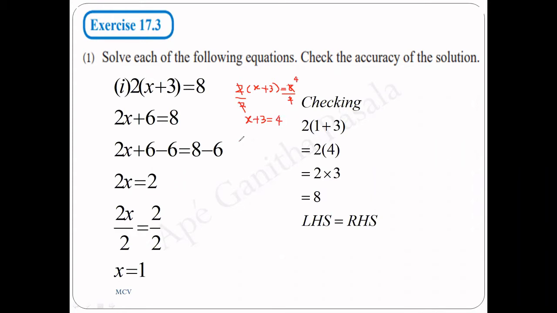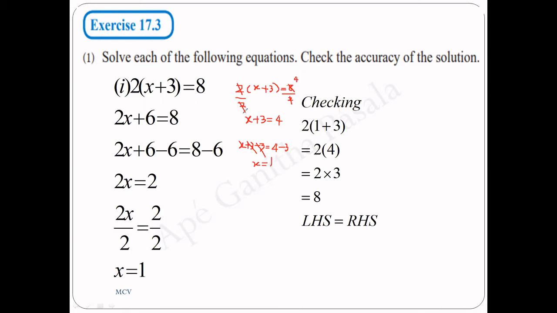After that you can subtract 3 from both sides, because plus 3 can be cancelled out by subtracting 3 from both sides. Equal 4 minus 3. Cancel out this plus 3 with minus 3. So x equals 4 minus 3, which is 1. That is one method.